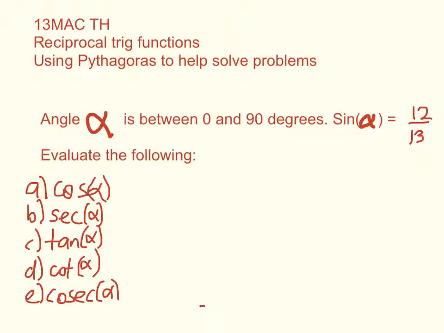Okay, angle alpha is between 0 and 90 degrees. Sine of alpha is 12 over 13. Evaluate the following. Well, we're not given a triangle here, but this is really a problem that you could have done back in year 11. It just uses Pythagoras, so we can draw a triangle like this. We'll put our alpha here.